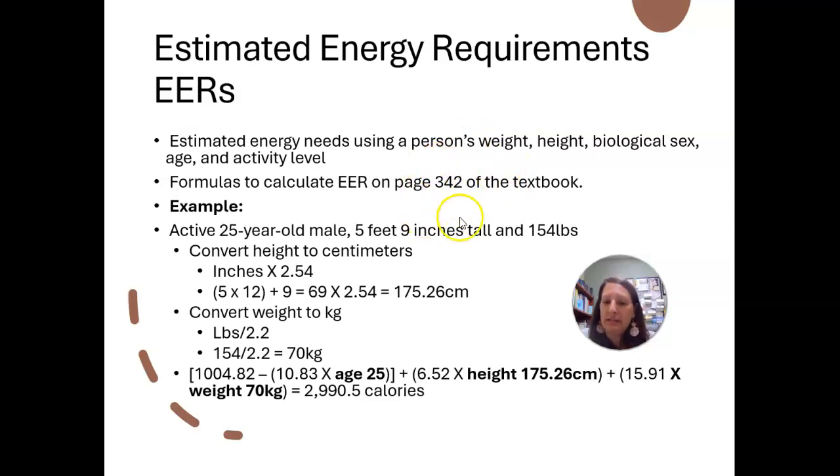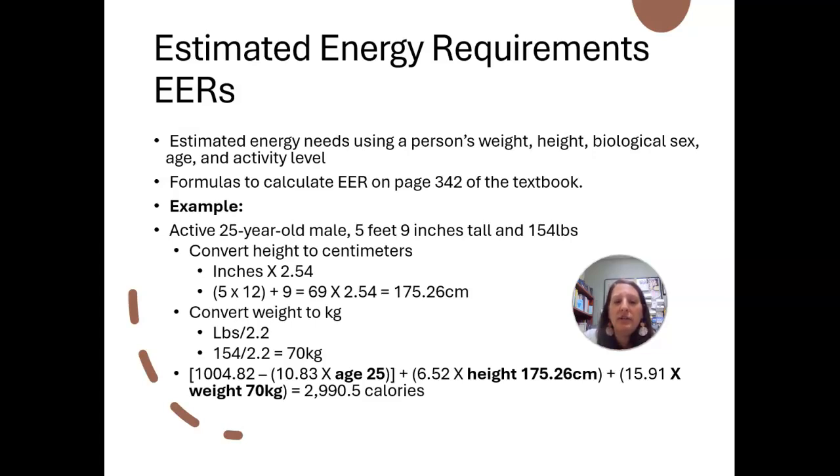So I didn't give you a whole list here. Instead, I just walked through one example. So in this example here, we have a 25-year-old male. He's 5 feet 9 inches tall, and he weighs 154 pounds. And he's active. So there's that first word there, active. Okay, so for activity level, we have an active. So the first two things you need to do is these formulas use centimeters for height, and they use kilograms for pounds. And so that's the first thing, two things that you need to do.